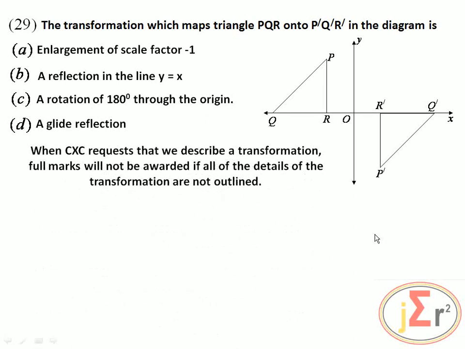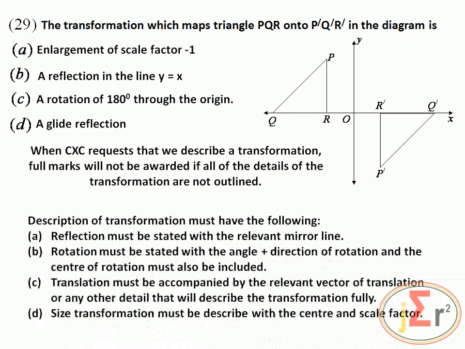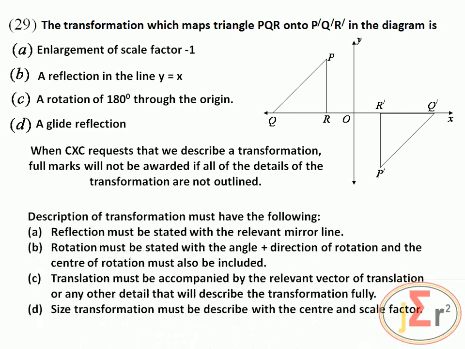When CXC requests that we describe a transformation, full marks will not be awarded if all of the details of the transformation are not outlined. So we do not imagine that they will require us to make use of an option in which the details are not outlined. Description of transformation must have the following. Reflection must be stated with the relevant mirror line. So you cannot leave that detail out of a reflection.